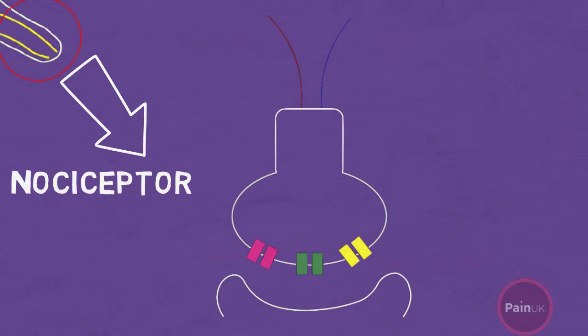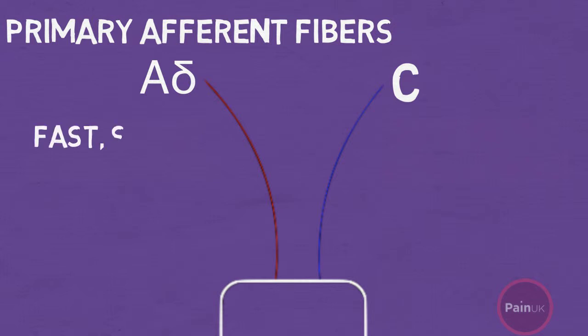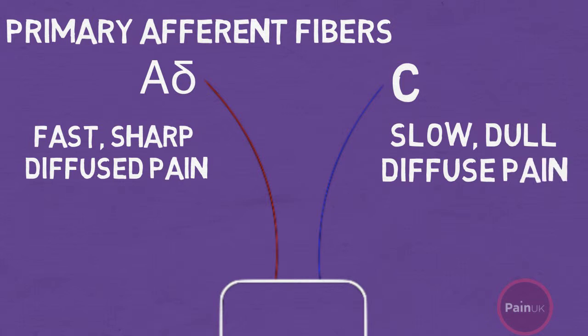The nerve fibres involved in the pain physiological pathway and make up nociceptors are called primary afferent fibres, specifically A delta and C fibres. A delta fibres are responsible for fast, sharp and localised pain, whereby the pain is felt like it is localised to an area, whereas C fibres are responsible for slow, dull and diffuse pain, whereby the pain is felt like it is widespread.